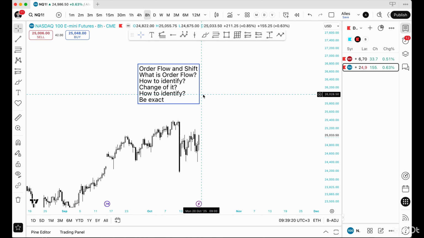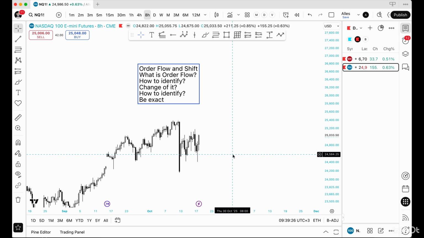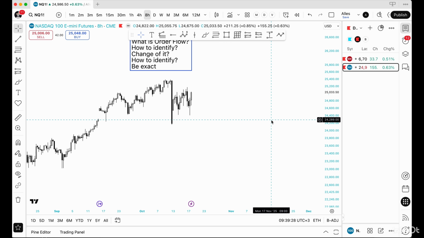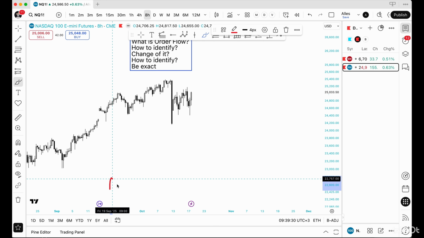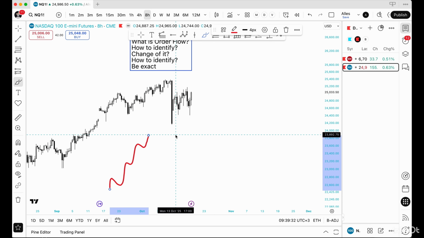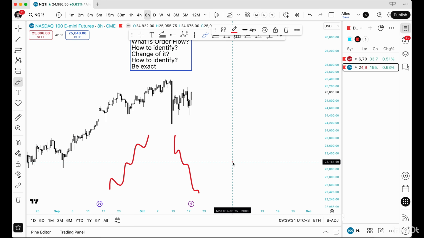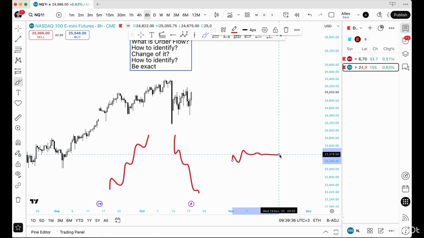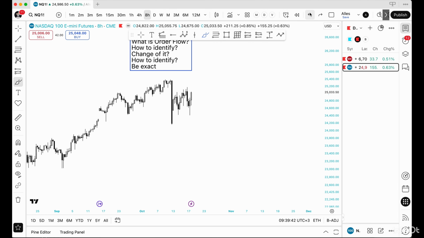So order flow and shift of order flow. Some people also say just trend or shift of a trend. So, what trend can the market be in? Well, obviously, an uptrend and a downtrend and consolidation, so nothing really happens. So, those are the three types of trends we can find in the market.